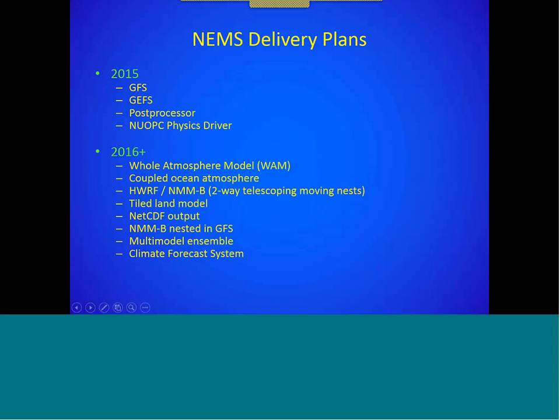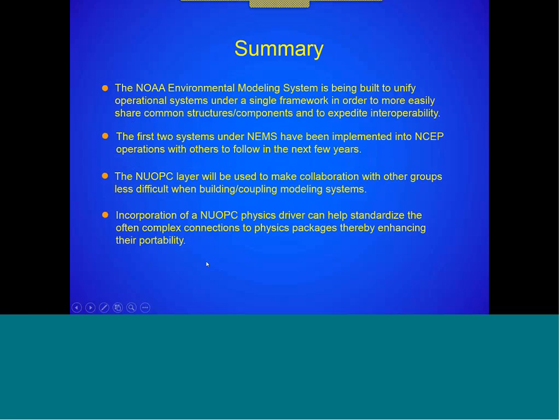And in 2016, I'll go through these really quickly, we'll have the whole atmosphere model, which goes up to 600 kilometers high in the atmosphere for space weather purposes, coupled ocean-atmosphere hurricane modeling with two-way telescoping, hopefully a tiled land model by that point, and netCDF output, NMB, which is their mesoscale model, nested inside the GFS and running at the same time, multi-model ensembles running at the same time, and the climate forecast system.